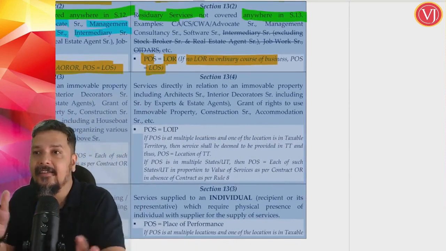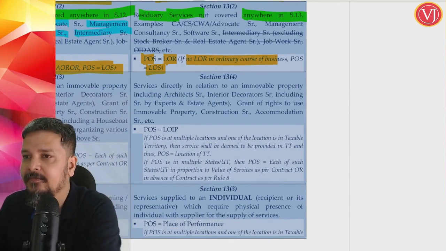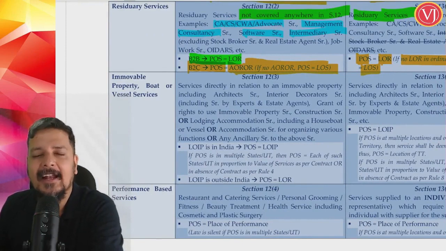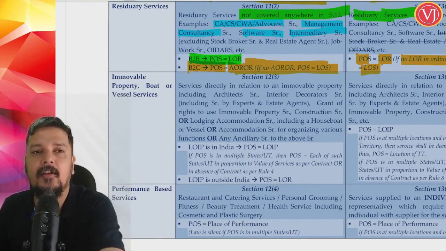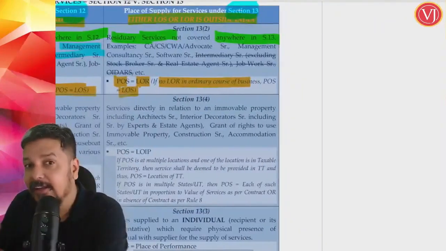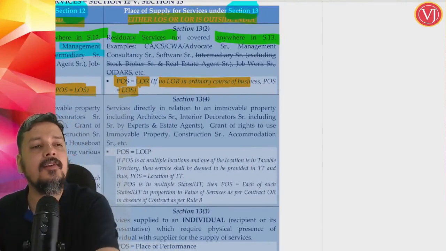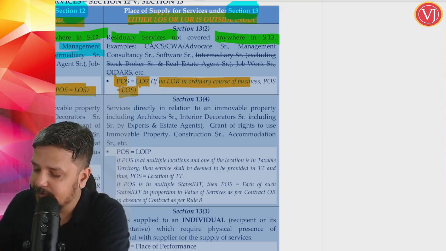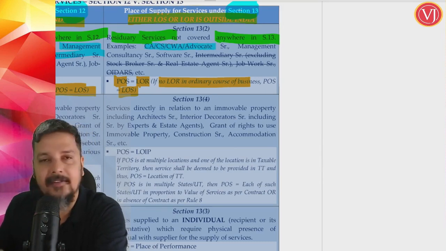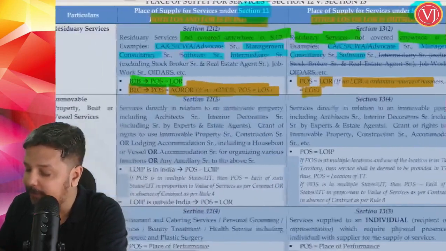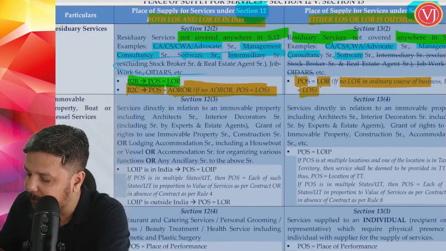Prima facie, you find the answer is the same if you see the second part of the transaction. The first part of the transaction was B2B, location of recipient. B2C, indirectly it was location of recipient. When you talk about the address on records of the recipient, it is nothing but location of recipient. If not available, go with LOS. You'll find it is very similar. The only thing is they don't try to segregate that into B2B and B2C. Now, if you see the examples, it will cover your CA, CS, CMA, advocate services, management consultancy services, software services, but it will not cover intermediary services.